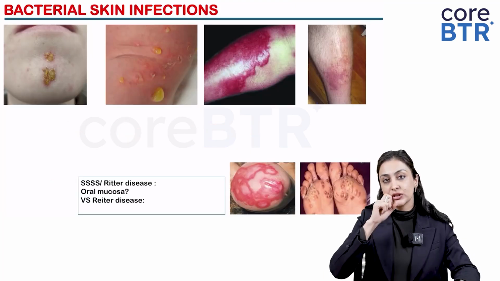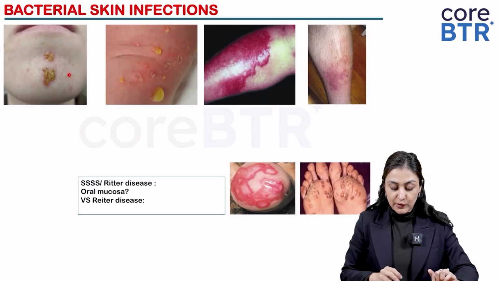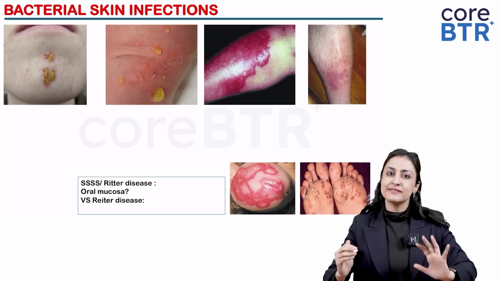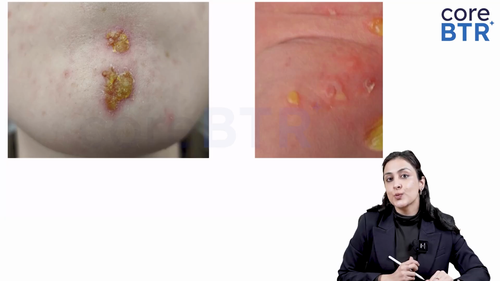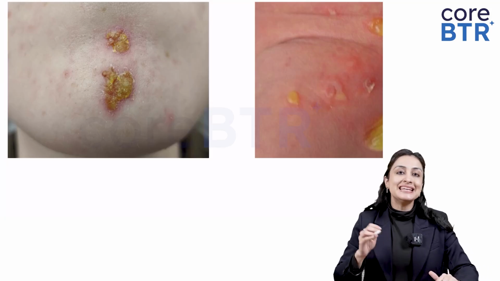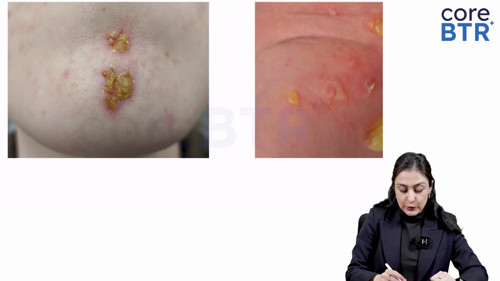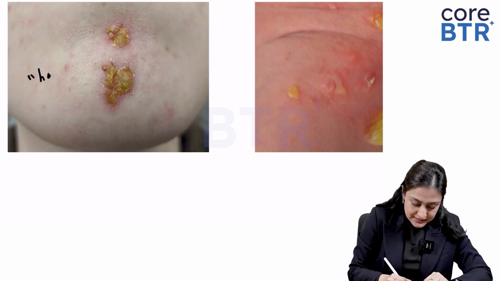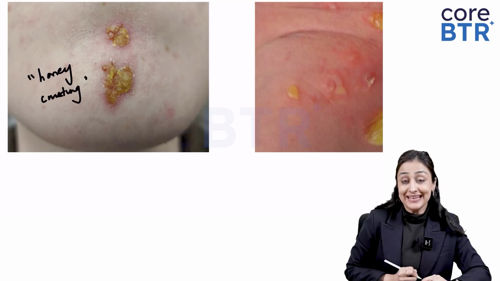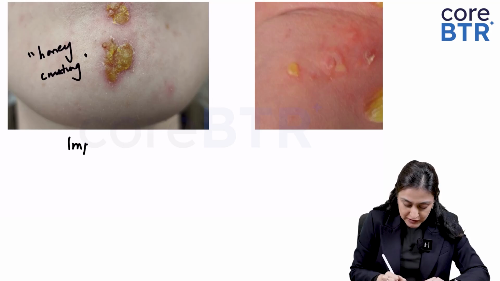So now let's talk about the infection. So here we're going to talk about bacterial skin infections. Very easy, very high yield, okay? This is the first one where the buzzword is going to be honey crusted lesions in a child, okay? So honey crusted looks like that also, right? So honey crusting is what is seen in impetigo. So this is what is impetigo.